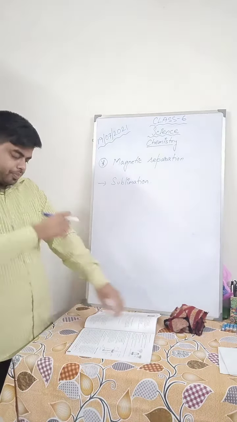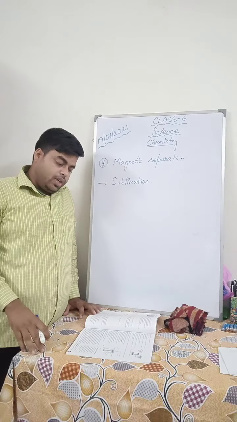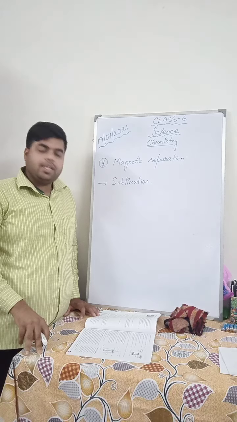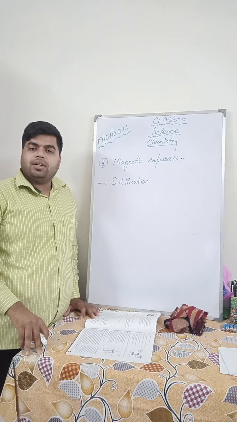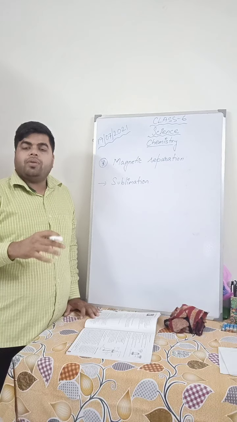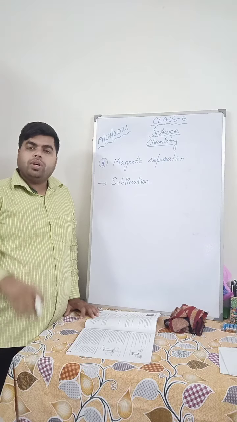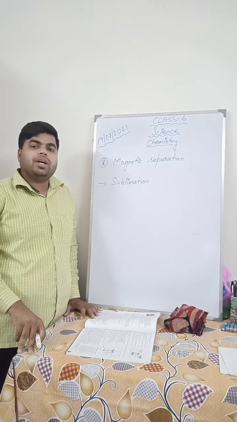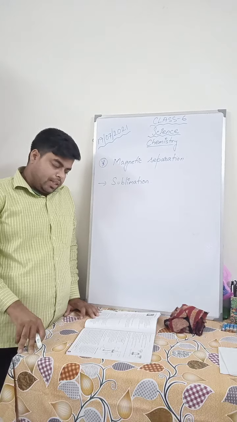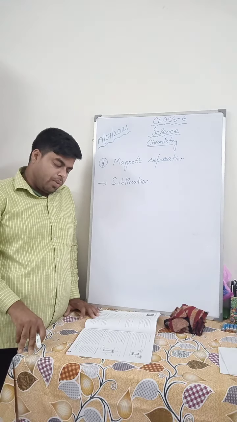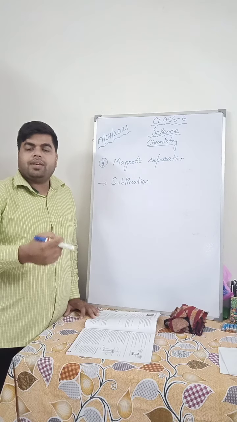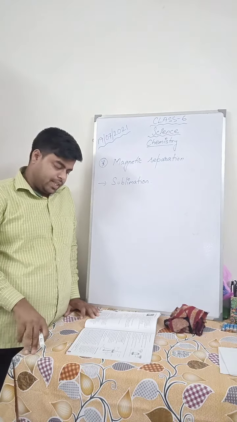Let us see. The process in which a solid changes directly into its gaseous state without passing through its liquid state is known as sublimation. This I have already explained. This method is used when a mixture contains a component that can sublime, which has the ability to change itself from solid to gaseous form.